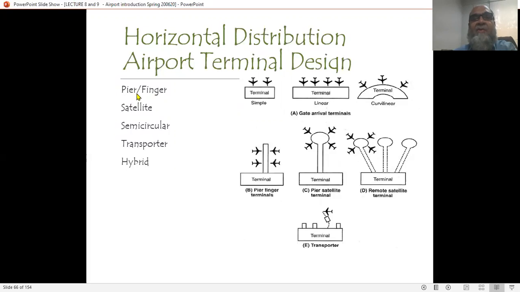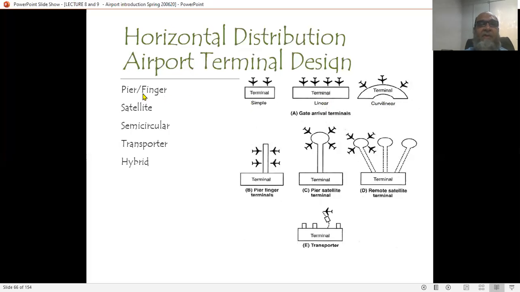The oldest one is what we call the pier and finger. As you can see here, there is a terminal building, and outside the terminal building, the aircraft are parked perpendicular to it. It's very simple. Then we have the same terminal but with multiple aircraft, so we call this terminal linear. Then this is curvilinear, in which the aircraft are parked in a curve. So the terminal can have three options: simple, linear, and curvilinear.